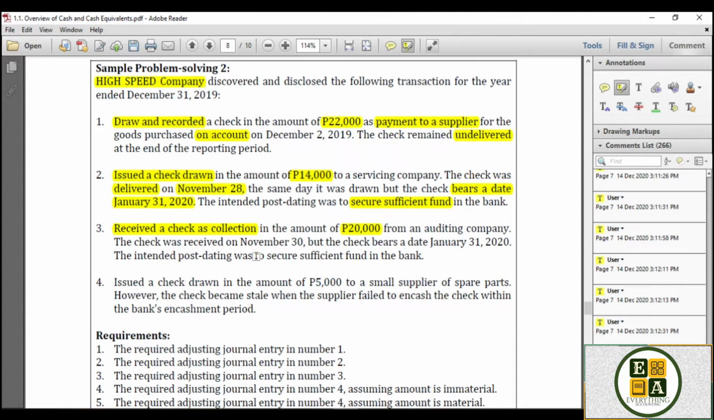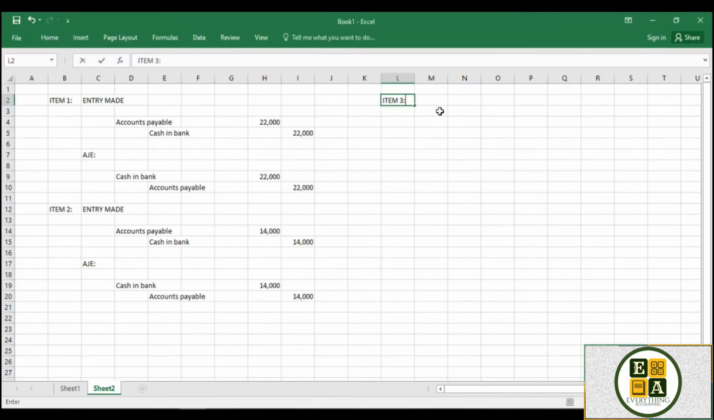Sabi niya, the check was received dun sa November 30. Okay? Pero yung check, merong date daw, the same, January 31. Tayo yung naka-receive ng check, sa November 30, may collection, pero ma-encash lang natin siya sa January 31 pa kasi nga post-dated ang purpose. Post-dated ang purpose to secure sufficient fund in the bank. So, no encashment available.